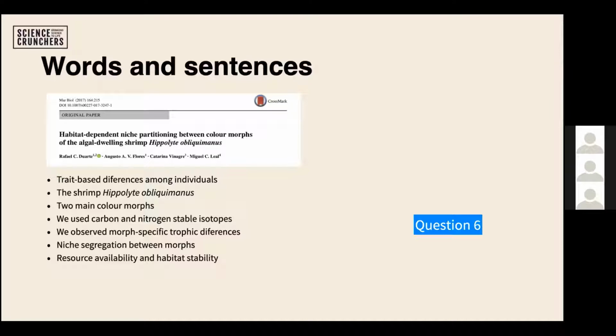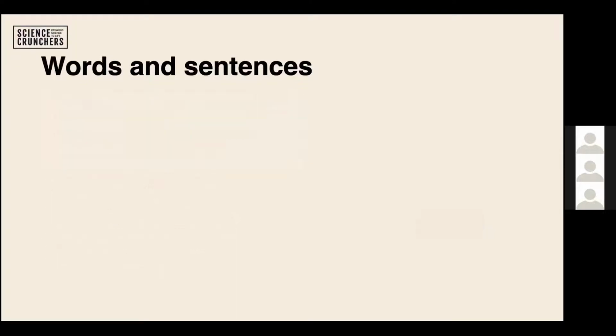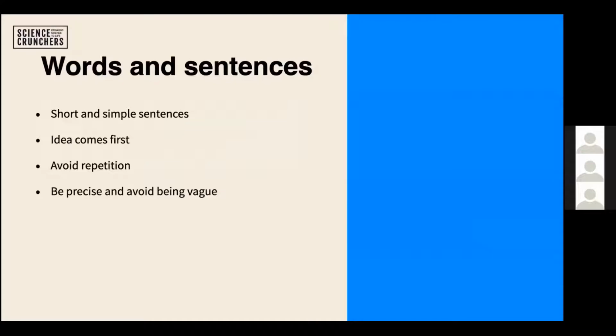So remember, the main idea should come first in the sentence. And the bottom line here is, you should have short and simple sentences. The idea should come first. You should avoid repetition of sounds and words. Be precise and avoid being vague. I know this is standard to everyone, but when you're editing or proofreading your manuscripts, think about this again for each single sentence.